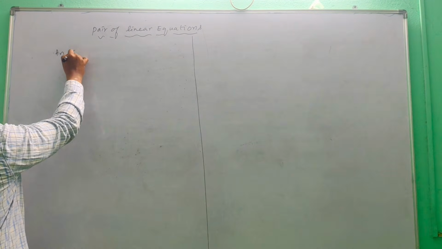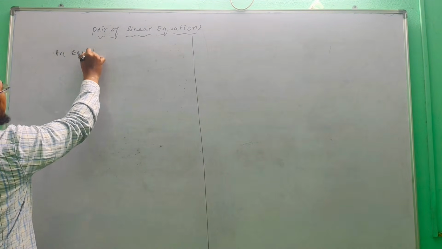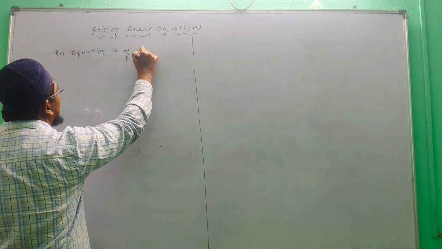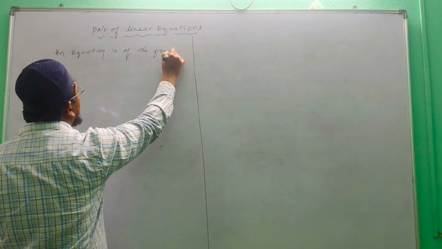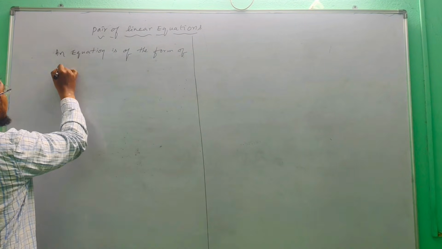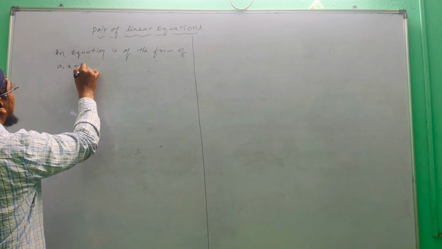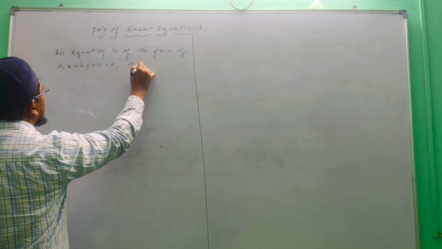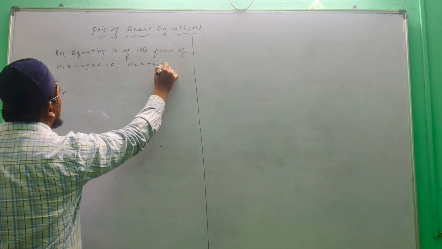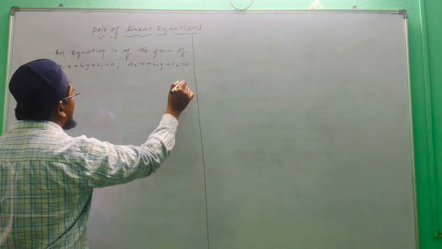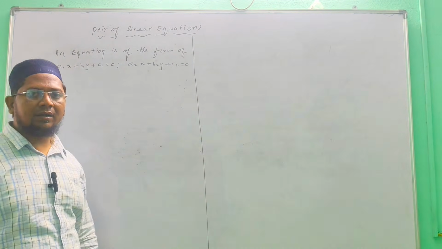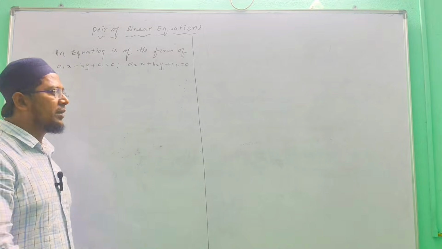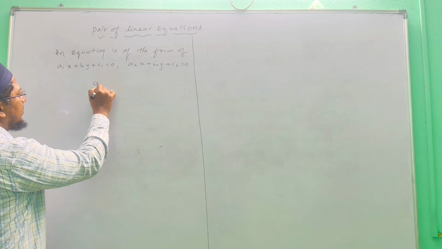Good morning everyone. Today we study pair of linear equations in two variables. An equation of the form a1x plus b1y plus c1 equal to 0, a2x plus b2y plus c2 equal to 0 is known as a pair of linear equations in two variables. Let us see the relationship between them.